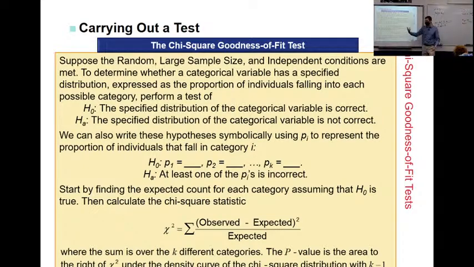Then step 2, we're going to check our conditions. Remember, the normal got substituted out for all the expected counts are at least 5. And then random and independent. This is called a chi-square goodness of fit test. Goodness of fit. Chi-square goodness of fit test.